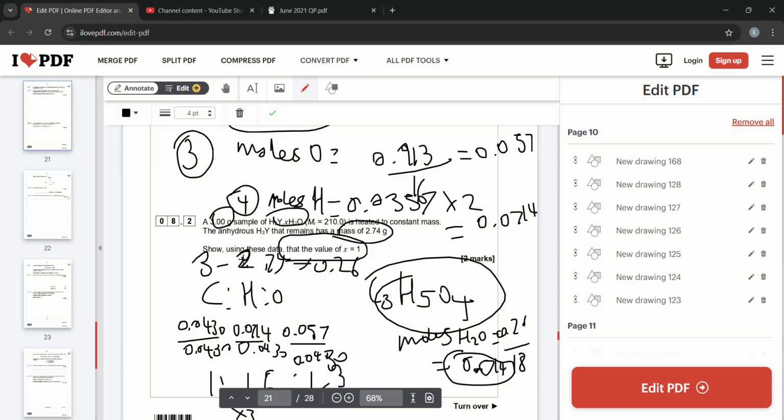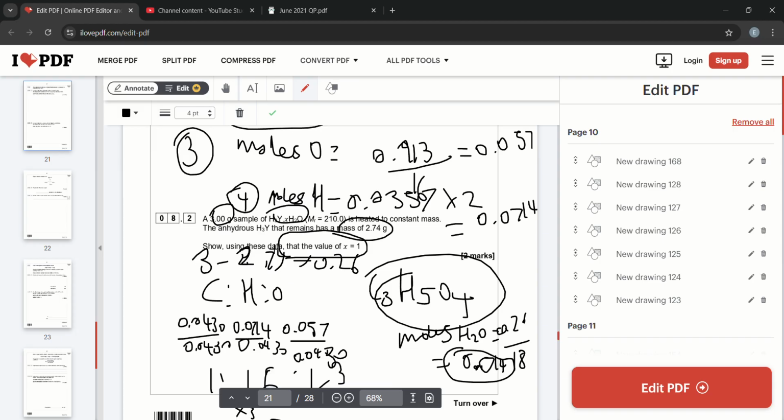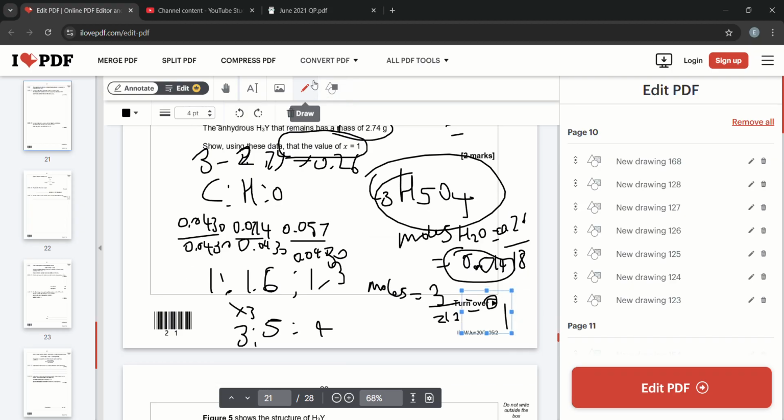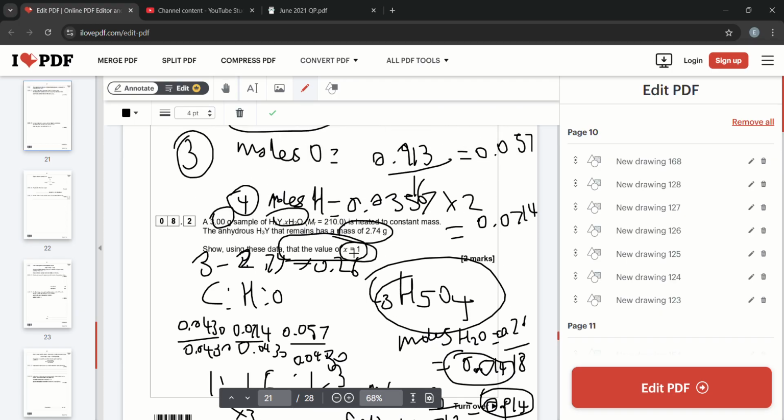What we're trying to show is that x is equal to 1. So if x is equal to 1, the moles of H3Y.xH2O is mass 3 over Mr 210, and that is also equal to 0.014. Therefore, since both of their moles are equal to each other, the ratio is 1 to 1, hence x is equal to 1.